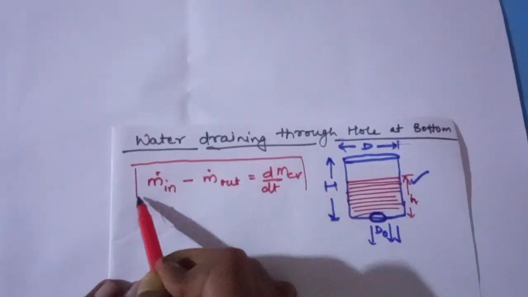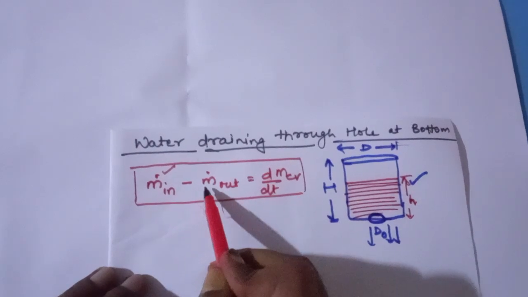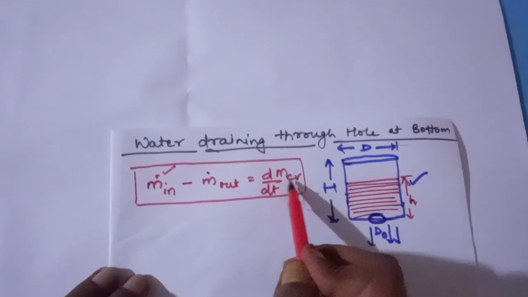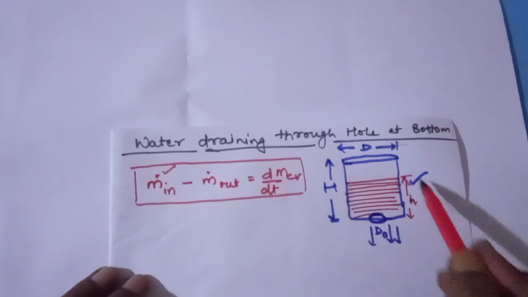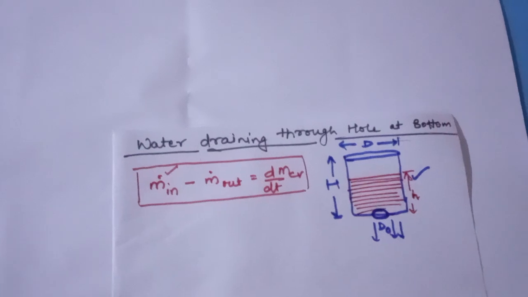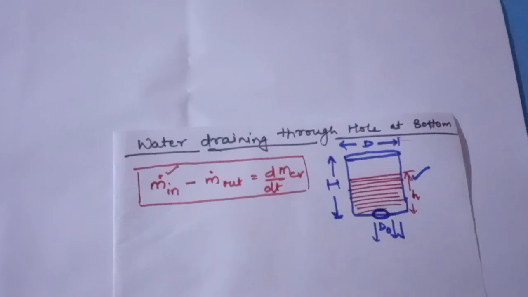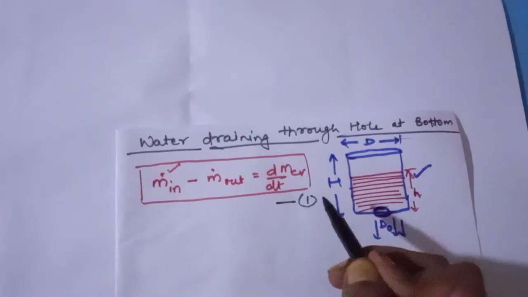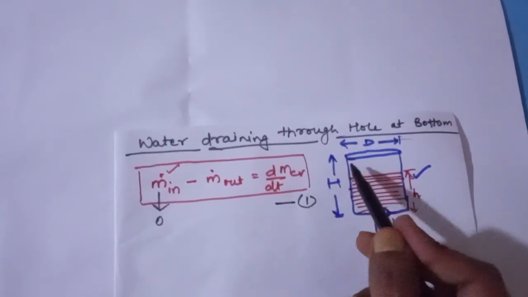Now this is our mass balance equation. Rate of mass input, this dot here represents the rate, minus rate of mass outlet, is equal to the rate of change of mass within the control volume. Suppose this whole tank system is our control volume. As you can see, there is no input of mass, or no mass is entering into the tank. So the first term in this equation, let it be equation 1, becomes 0, because no mass is entering into the tank.